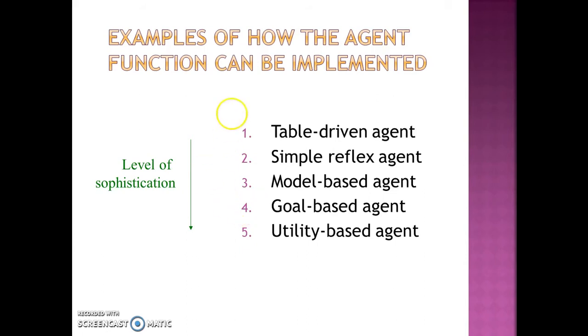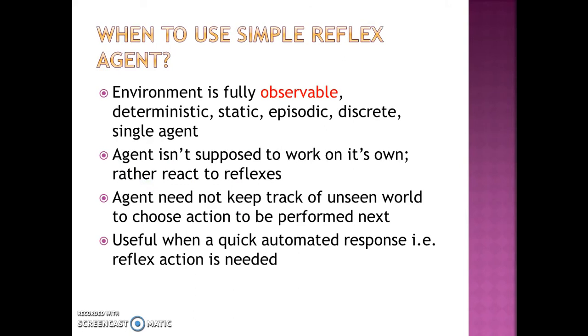Then, to choose from, we have five agent architectures, and as we move from the first, that is table-driven agent, to utility-based agent, the level of sophistication, the complexity and also the efficiency of the work of the agent goes on increasing. But we may never require the same amount of complexity for every problem. Sometimes the requirement is for a less complex good solution, and sometimes it is a more complex good solution, as per the example given. So when to use simple reflex based agent?